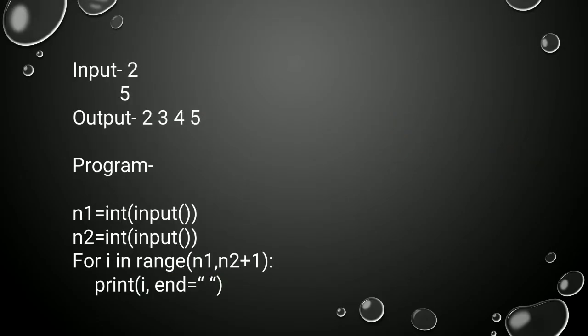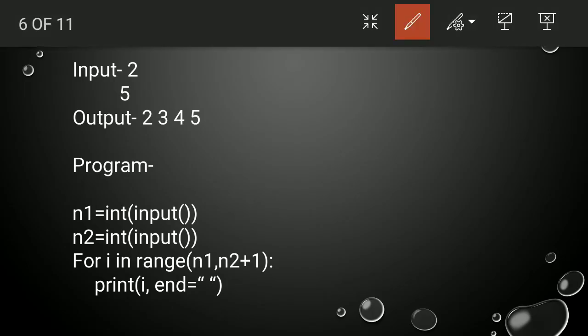The next question: we are taking the input in two lines. The first line is 2 and the second line is 5. So simply n1 is equal to int of input, n2 is equal to int of input. So n1 is equal to 2 and n2 is equal to 5. Simply we are taking the for loop and printing 2 3 4 5 space separated.